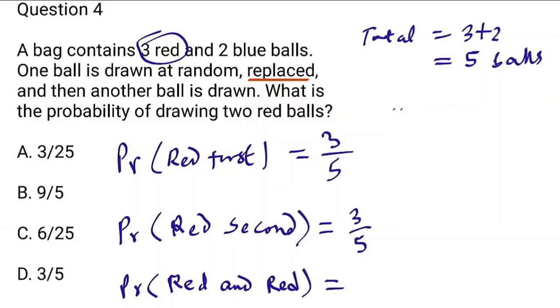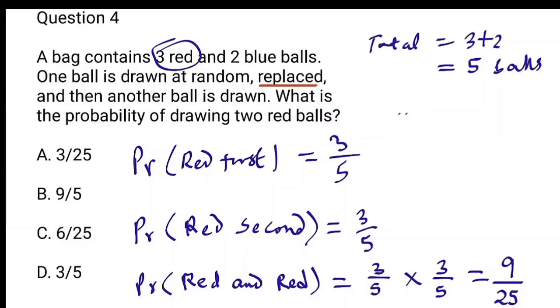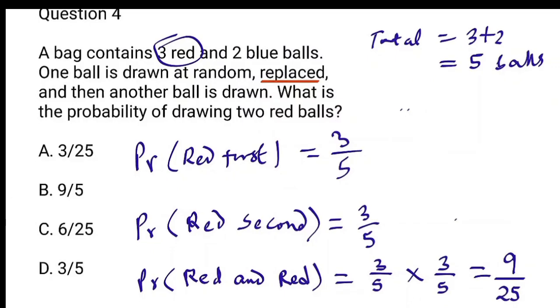So that's going to be 3 over 5. The word "and" here means multiplication, so we need to put it there. We're going to have 3 over 5 multiplied by 3 over 5. When you do the multiplication, 3 times 3 gives 9, then 5 times 5 gives 25. We can't reduce this further, so that's our last step. Now looking at the options here, we can see that it is 9 over 25.